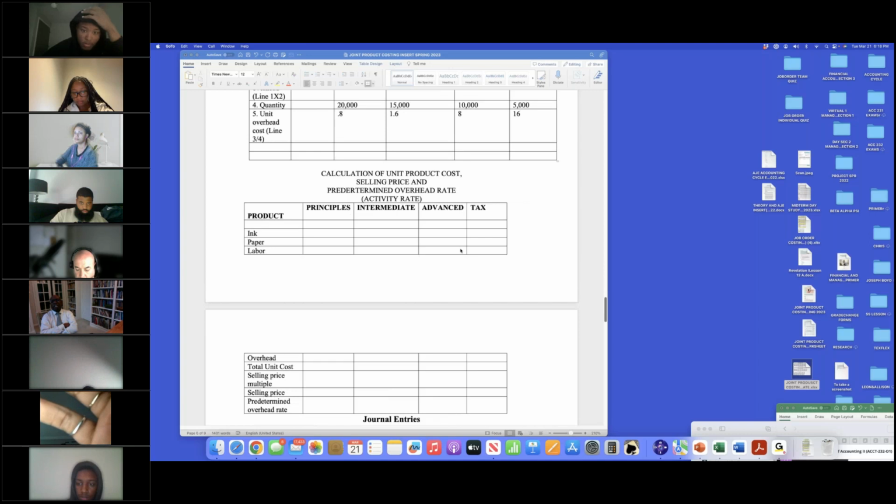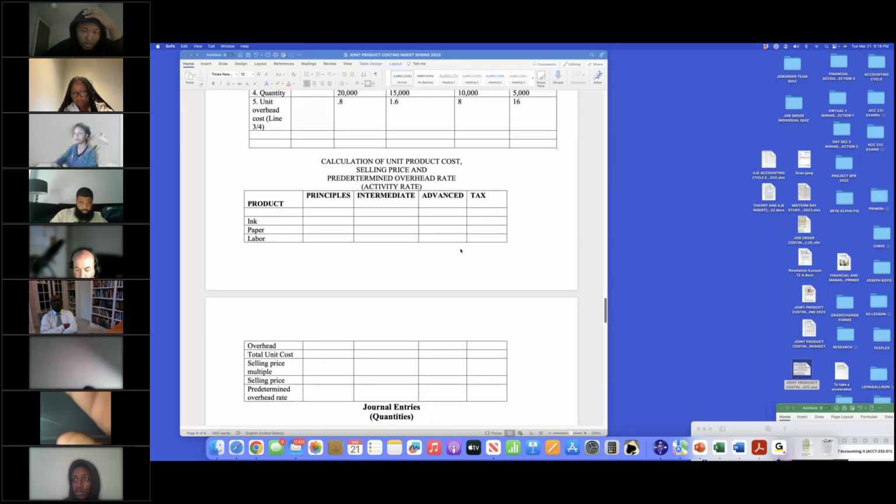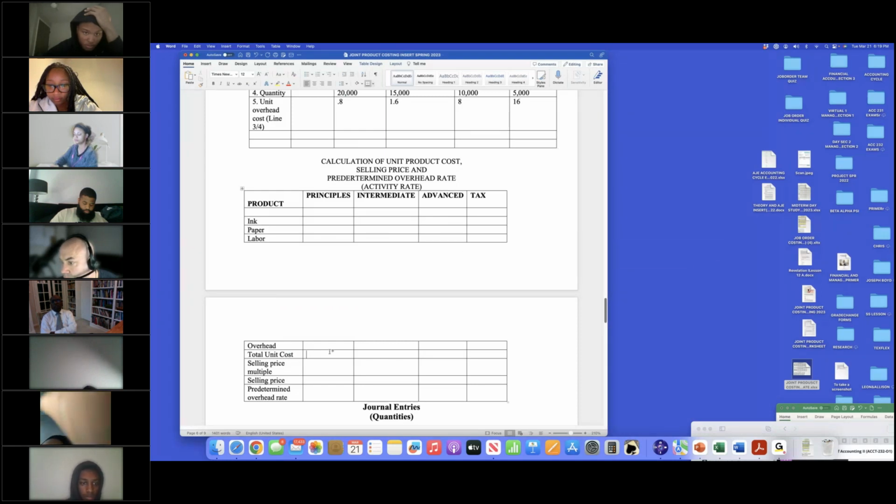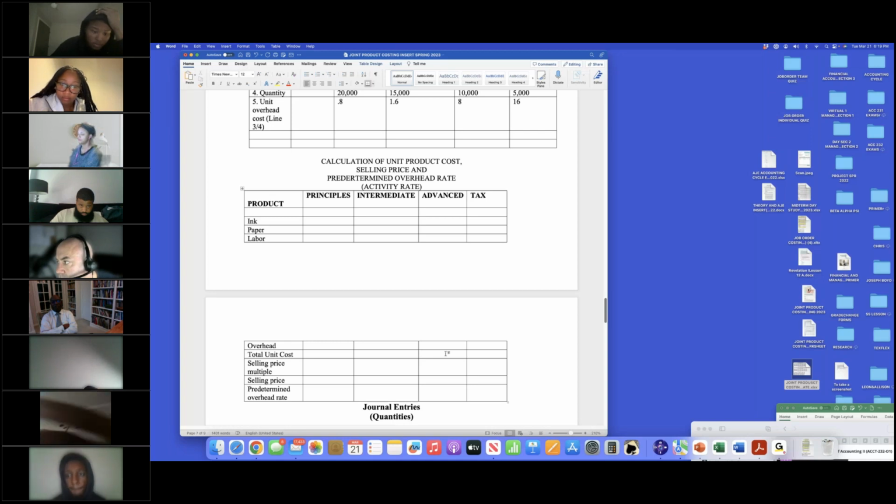So we have those unit costs and everything calculated yet? I need a principals person to give me the unit cost. Just give me the total cost. Well, let's move to intermediate. Is there anybody in intermediate with the total unit cost? Advanced. Is there anybody with the total unit cost for advanced? I am almost there, Dr. Boyd. But what about tax? Does anybody have the total unit cost for tax?